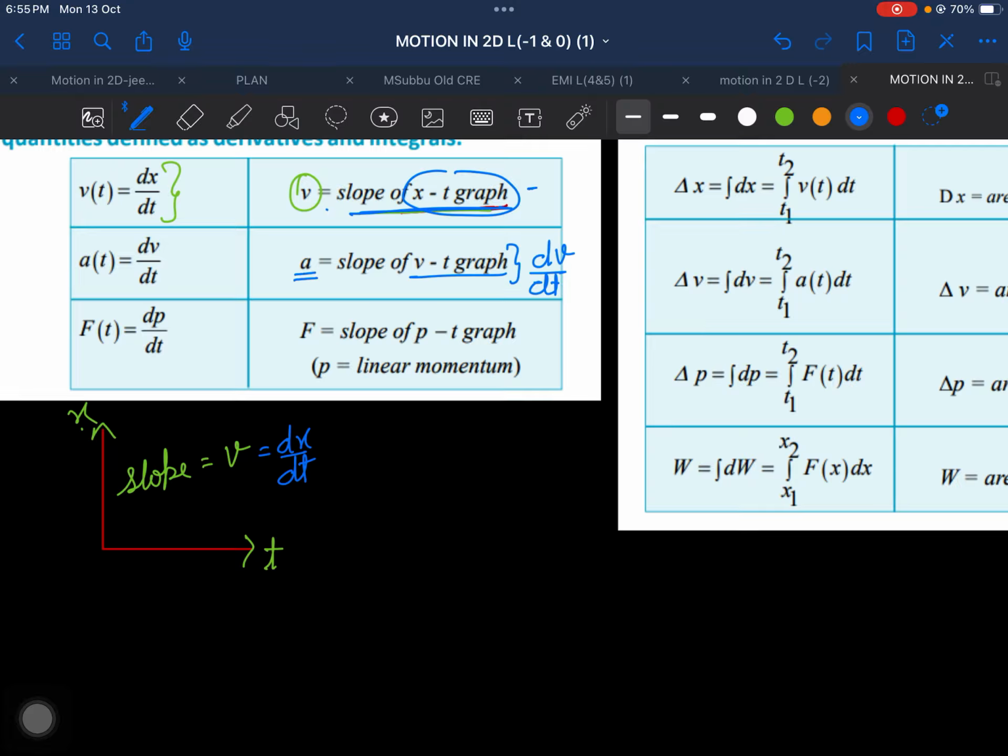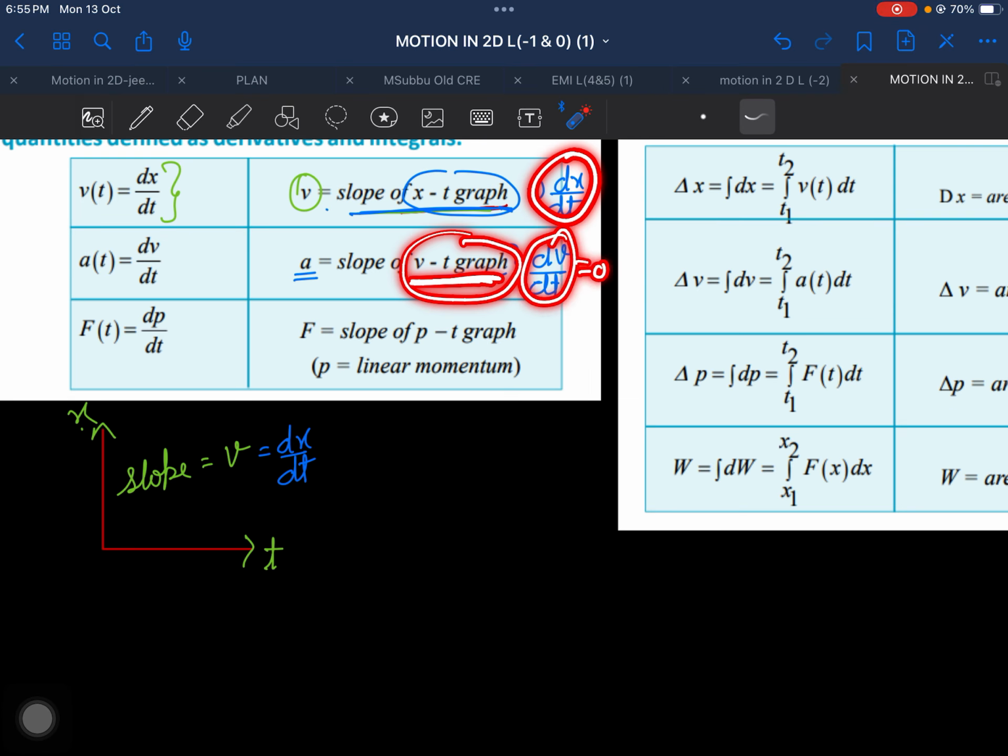The slope of the xt graph is dx by dt. So this is what you have to learn, right? This is the physical meaning of differentiation. Means if you are given an xt graph, then the slope will give you your velocity, right? If you have a vt graph, the slope of that vt graph will give you acceleration, right? Just check. Clear? This is what we'll see in the next chapters, right?